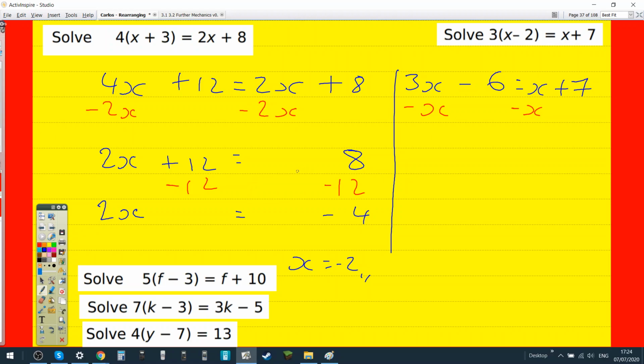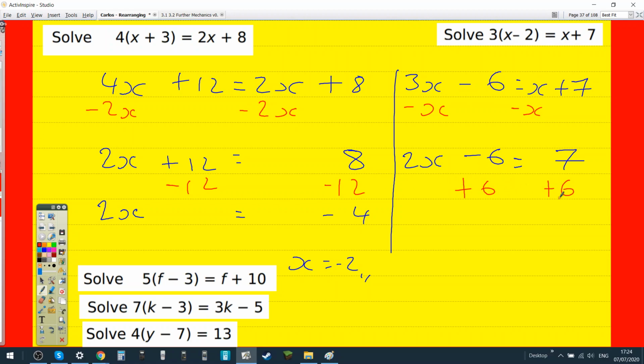3x take away 1x is 2x, and then x will just be 0. So what's left over on the right side? On the right side is just 7. And what's missing from the left? Minus 6. So then you should get rid of minus 6. So do you add 6 to minus 6? Well done.